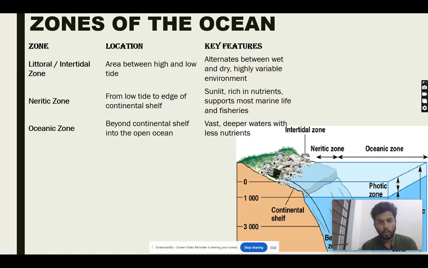The neritic zone is from the low tide to the edge of the continental shelf. Its key feature is that it is a sunlit zone, rich in nutrients, and supports most of the marine life and fisheries. So major life forms are supported by the neritic zone. The oceanic zone is beyond the continental shelf, in the open ocean, which is a wider part. It is vast, with deeper waters and fewer nutrients. As the distance from the shore increases, the possibility of life also decreases.